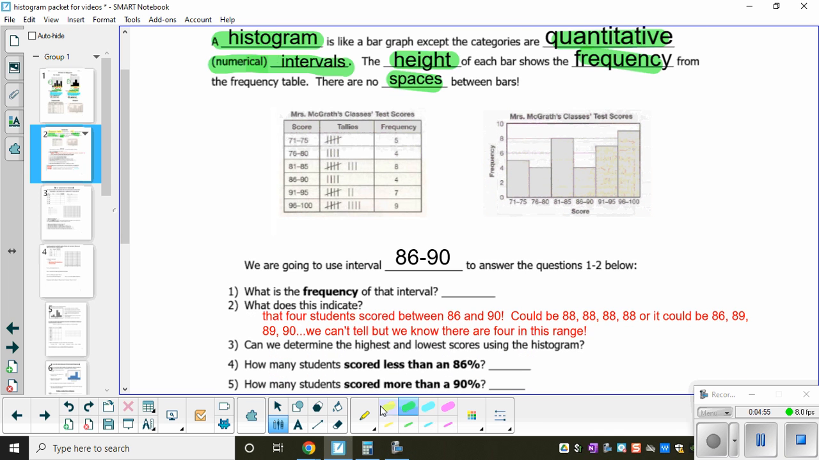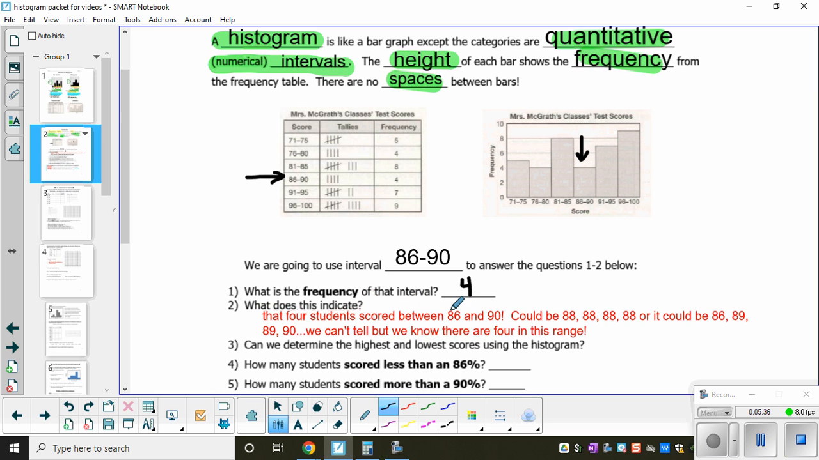Cool. Now to start to get comfortable with these, we're going to start real quick by looking at this interval right here, the 86 to 90 interval, which is this one right here on the histogram. If I wanted to ask a basic question like, what's the frequency of this interval? You would tell me that it's 4. You could see it right here, here, and also right here. What would that indicate? If this is a frequency table showing the number of students who scored within a certain range on a test, it means that 4 students scored between an 86 and a 90.